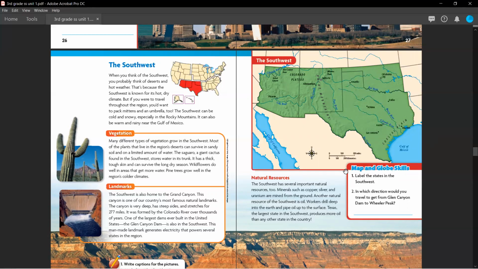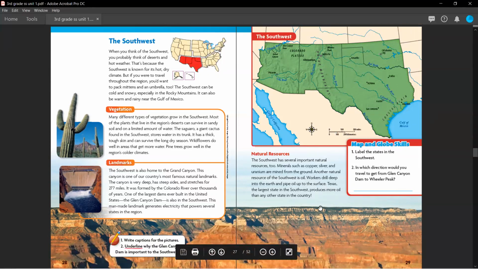Map and globe skills. Label the states in the Southwest, so put the names of each one of them in here. And number 2, which direction would you travel to get from Glen Canyon Dam to Wheeler Park? So here is Glen Canyon Dam, and here's Wheeler. Using your compass rose down here, decide what direction you would have to go in, and then write that down on the line right here next to number 2.